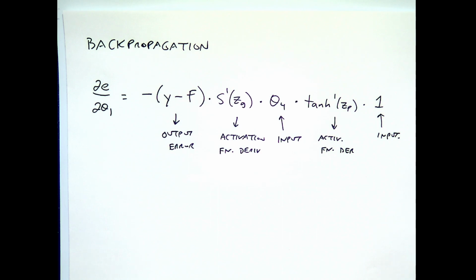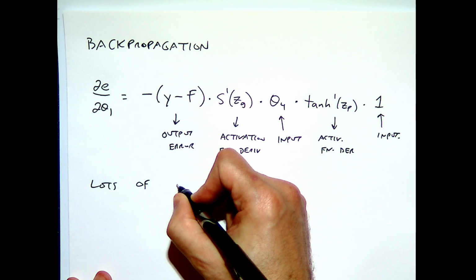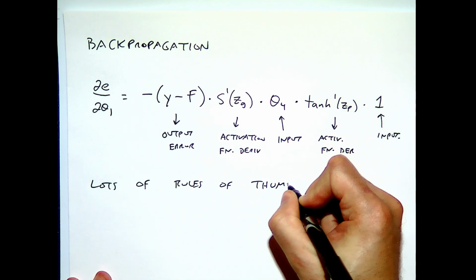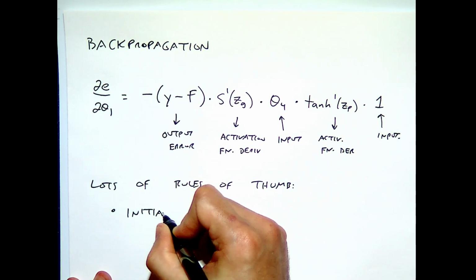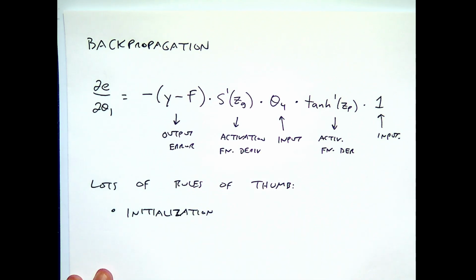So for example, one of the critical things, right? Let's say there are lots of rules of thumb to make this work, right? So for example, a key one is when I'm doing this gradient descent, I have to start from somewhere, right?